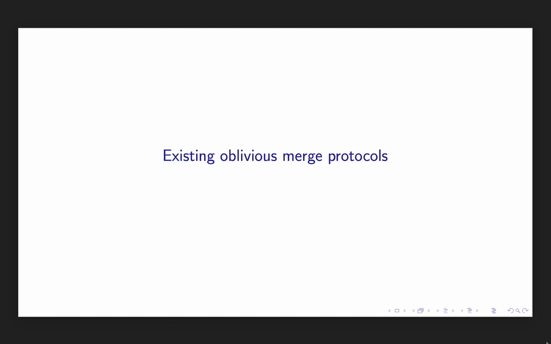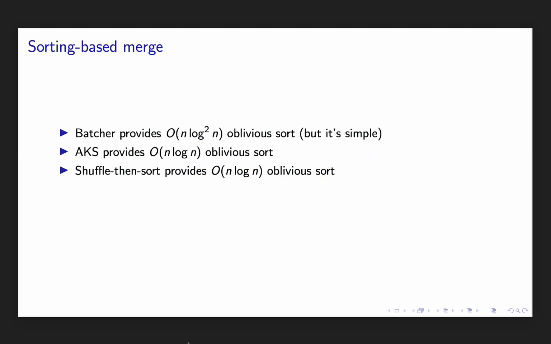Okay, so let's look where that puts us for existing oblivious merge protocols. So to recap, Batcher's sorting network provides an order of n log squared n oblivious sort. The AKS sorting network provides an order of n log n oblivious sort, but the constants are terrible. And the shuffle then sort paradigm provides an order of n log n oblivious sort that's actually practical. But if we didn't care about obliviousness, we could merge in linear time. So can we do an oblivious merge in linear time?